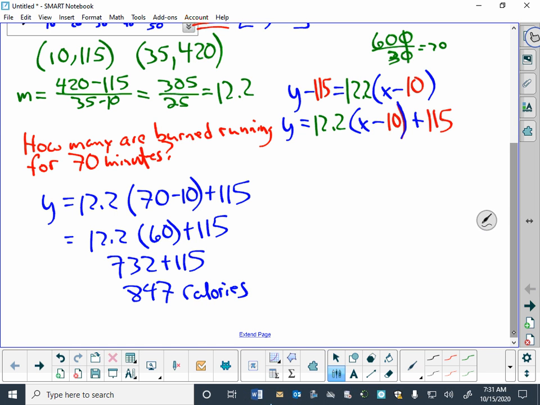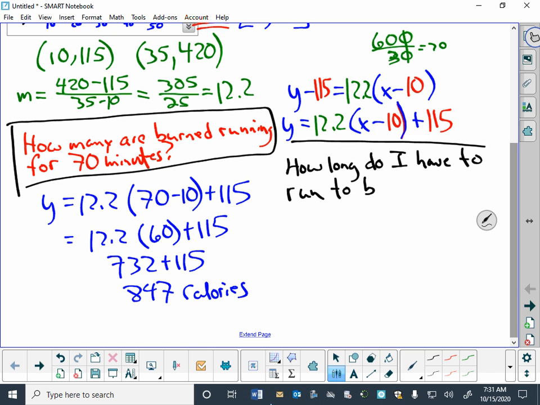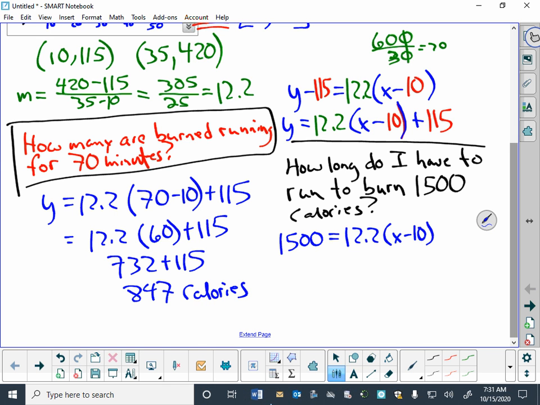Okay. Another type of question that I could ask is something like, how long do I have to run to burn, let's go way off the chart here and say 1,500 calories. It's a lot of calories to burn from running, but let's see if we can figure that out. So the 1,500 this time is calories. Calories was my y. So the equation I set up is I replace the y with 1,500. That's equal to 12.2 times x minus 10 plus 115.